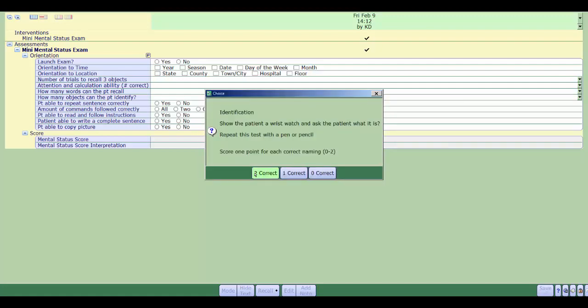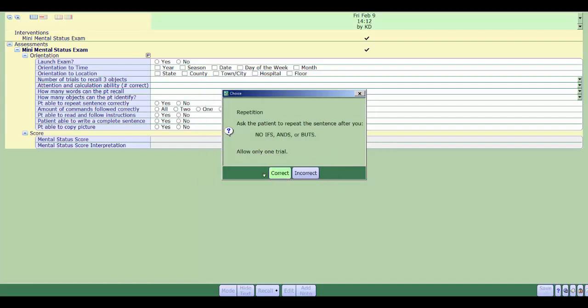The identification question asks the administrator to show the patient 2 objects and identify them. The repetition question asks the patient to correctly recite a specific phrase. In this case, it's no ifs, ands, or buts.